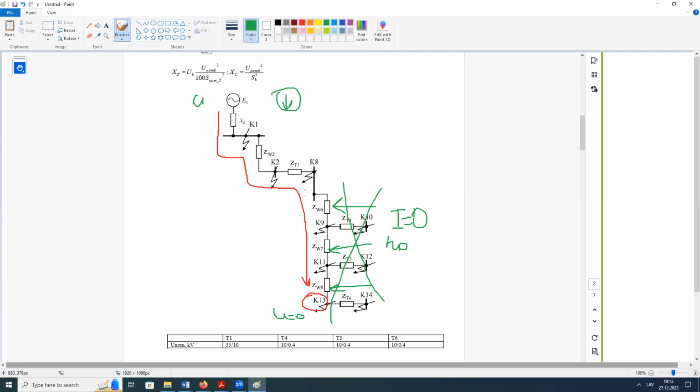This is a serial network, yeah? All the resistors are in serial. That's why.